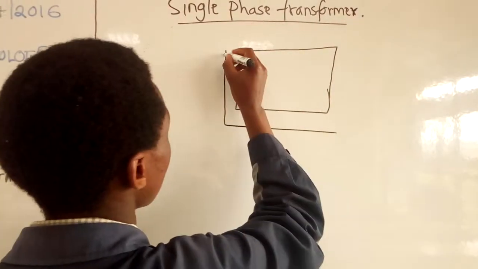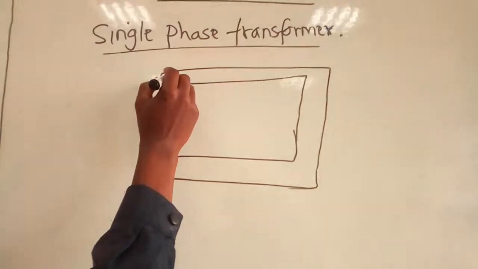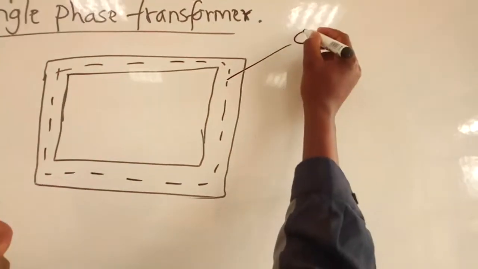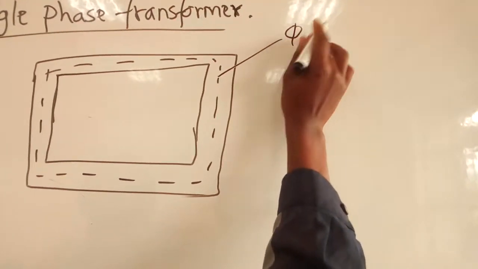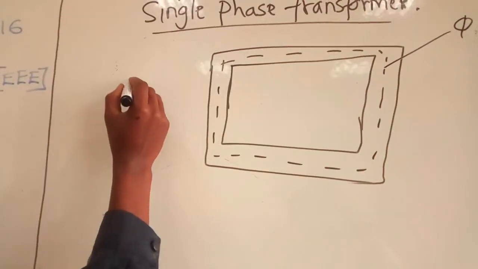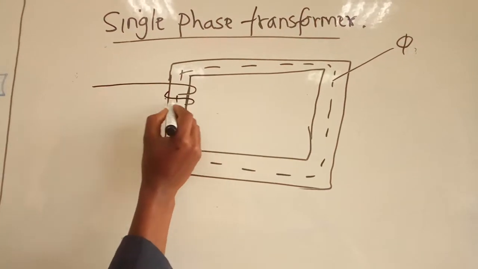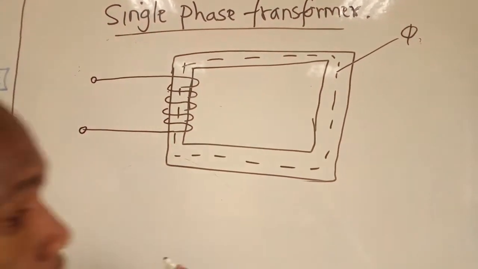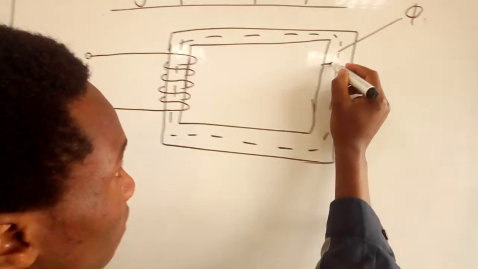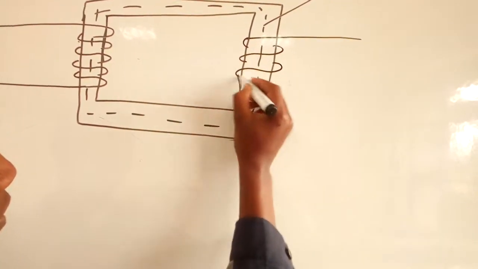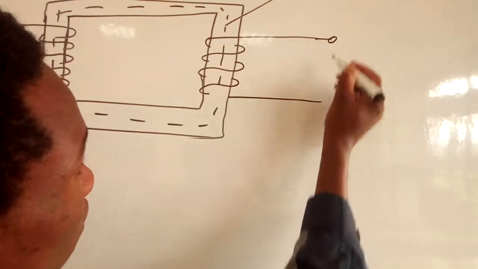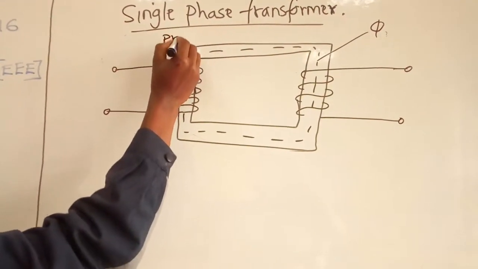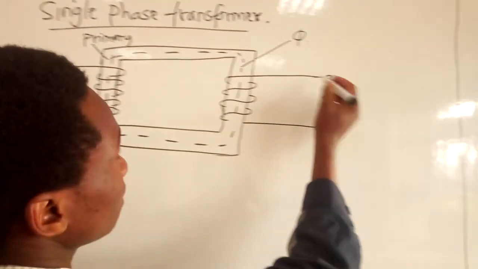This is the core. Inside the core, we have a magnetic flux flowing, represented by phi. Then we have the primary turns, then we have the secondary turns. So this is the primary part, and this is the secondary.